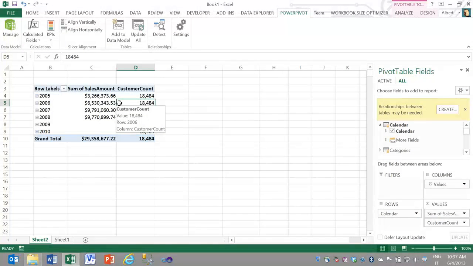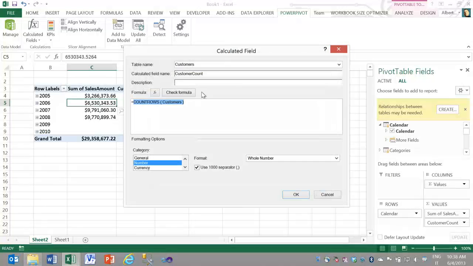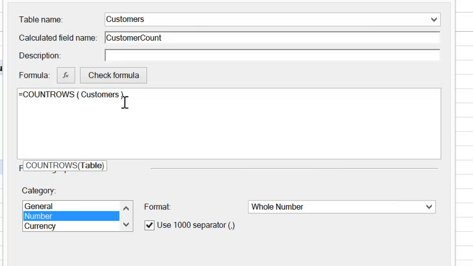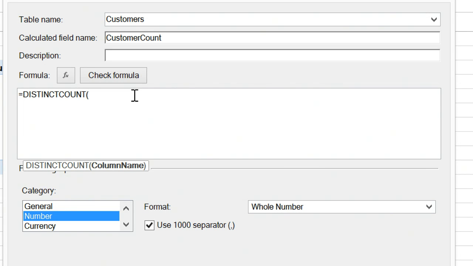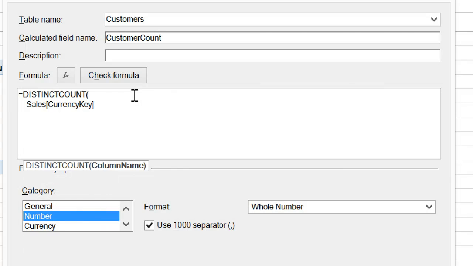We are now with PowerPivot, and we simply play with our DAX code. We use the count rows. Count rows is nice, but it's not the formula we wanted to use. So what we need to do is simply go to our calculated field, and instead of doing a simple count rows of the customer, we change our formula. That now should be something different. What we want to do is the distinct count of sales customer key. And this is all we need to do.